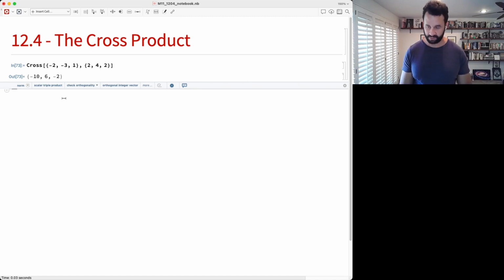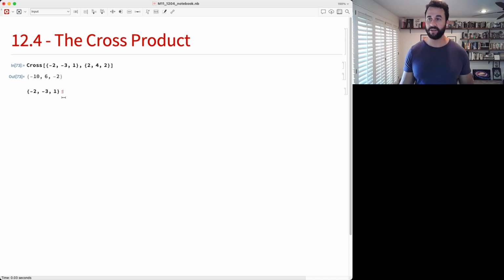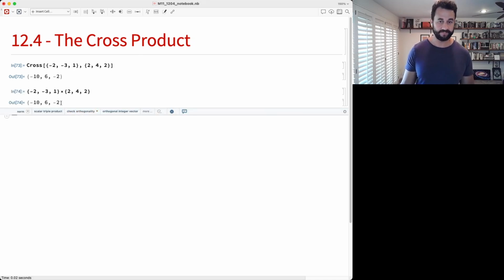So what I'm going to do now is write the first vector as -2, -3, 1. And then I'm going to hit escape. And then it brings up this little three pink dots kind of cursor here that lets you enter a shortcut command. So I'll do cross. There you go. And then I'm going to hit escape. And now it actually gives me the little times symbol. Then I'm going to do 2, 4, 2, shift return, and it gives me the cross product right there.